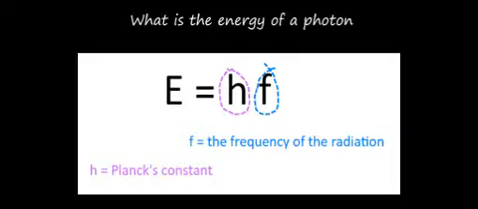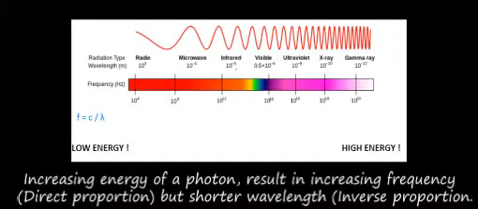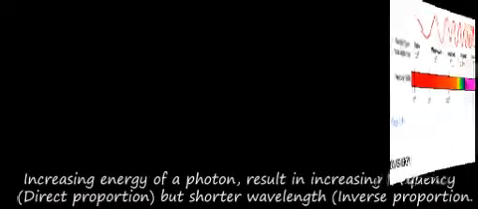What is this energy of light, or energy carried by a photon? This energy was found to be equal to h times f, where h is Planck's constant and f is the frequency of light. Energy is directly proportional to the frequency of light. This means that an increase in energy will result in an increase in frequency, but a shorter wavelength.